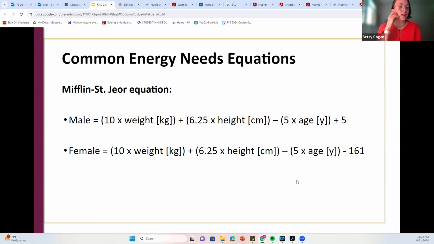So again, with these energy equations, we may use their current weight, we may use their ideal body weight. For males and females, the equations are slightly different, but we generally use the Mifflin-St. Jeor equation, which is this one. So we consider weight in kilograms in this equation, height in centimeters in this equation, and their age to determine energy needs.